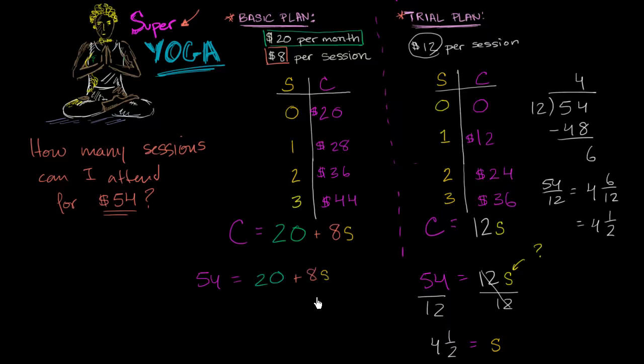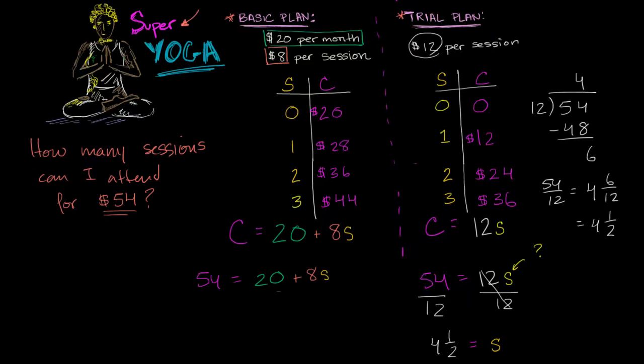And once again, I'd like to just have sessions on the right-hand side of this equation. So I could say, oh, sessions are going to be equal to something. This is the number of sessions that I can attend. But I have this 20 here and this 8 here, and so I have to think about how I can get rid of them. So the first thing I have to think about is, how can I get rid of this 20 from the right-hand side of this equation? What am I going to have to do to the entire equation?